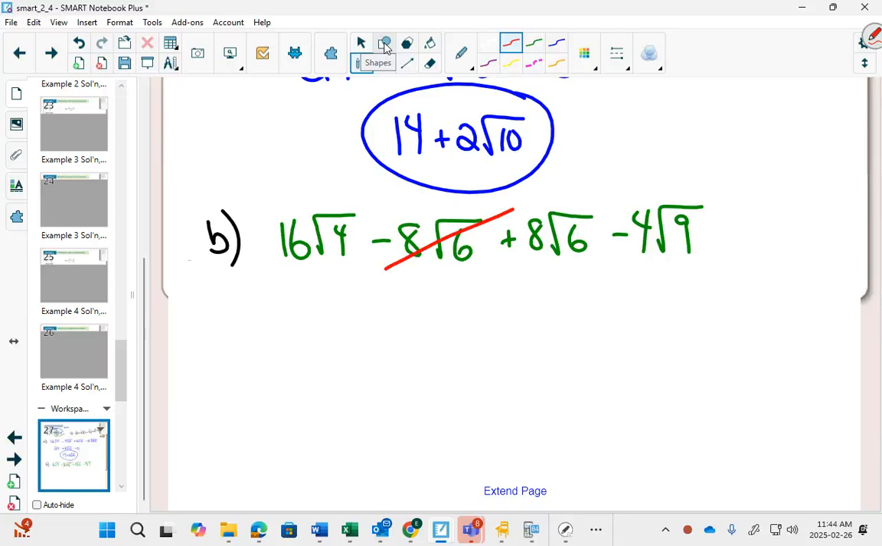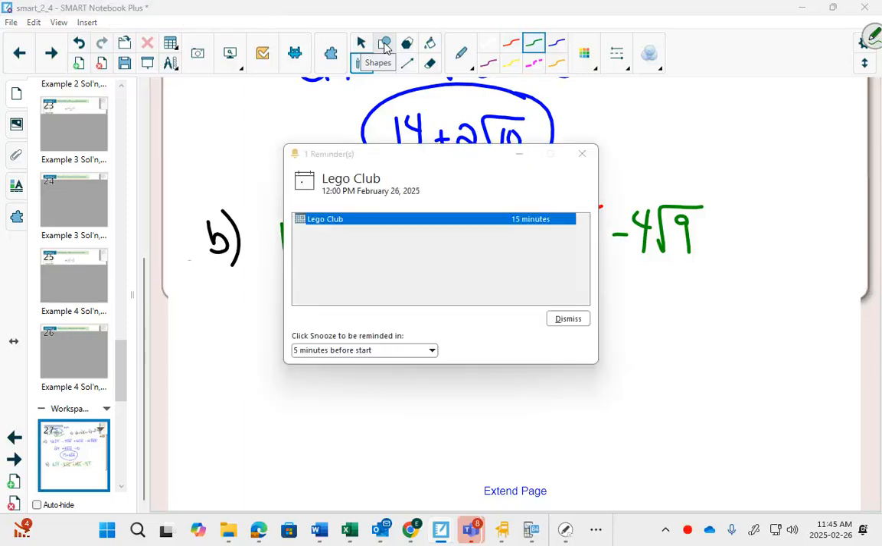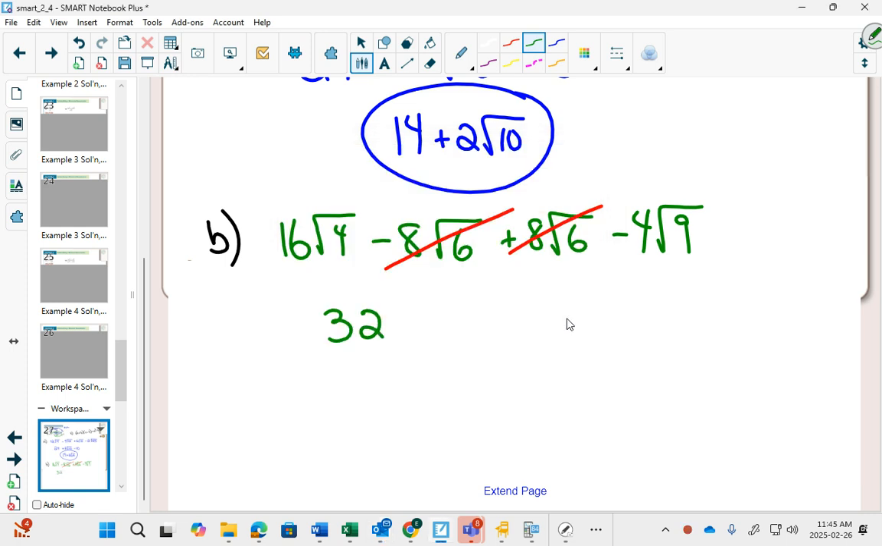And this always happens in a difference of squares. The outside and the inside will be the same numbers, one positive, one negative. They cancel out. So I just have 16 times root 4, that will be 32. And minus 4 times 3, 12, which gives me 20.